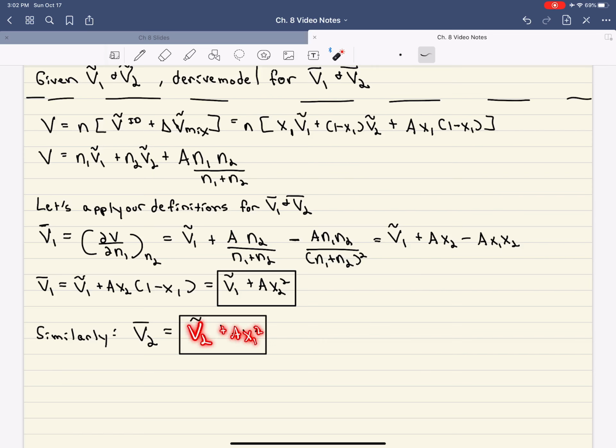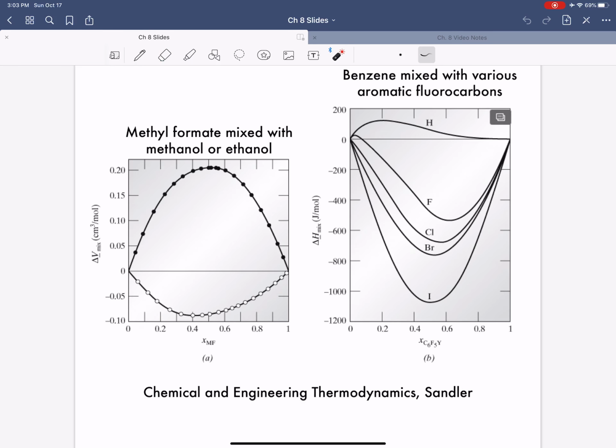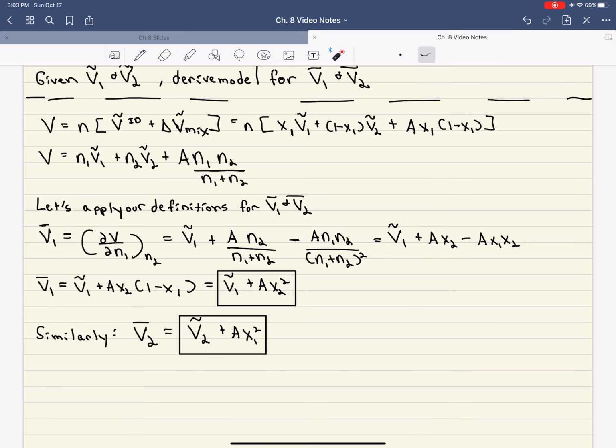Okay, and we could see that these are both positive, and so the effective volumes of each of these species are going to be larger than the pure species, and so that would lead to a volume that's larger than one would expect. That's essentially what these equations are describing. Nevertheless, these equations are very simple, and they do seem to describe the data. But what we need to check is that these equations are thermodynamically consistent.